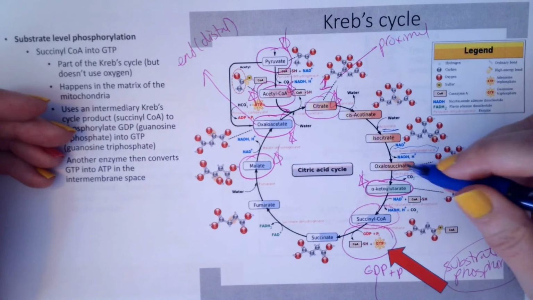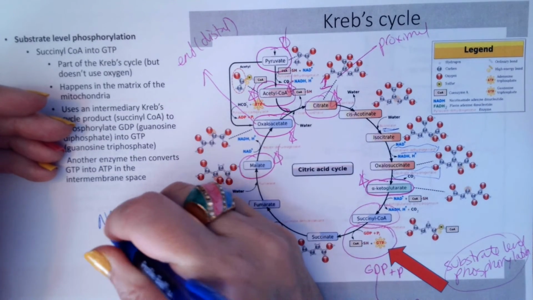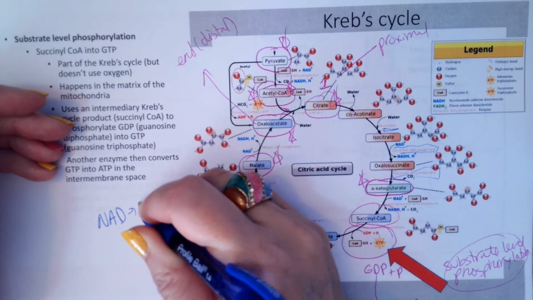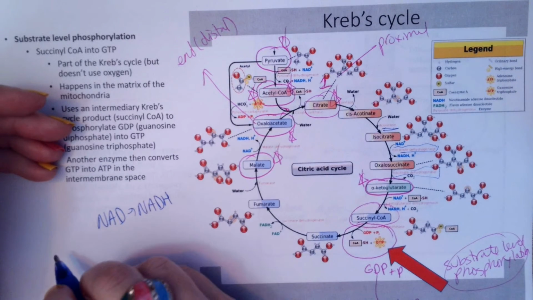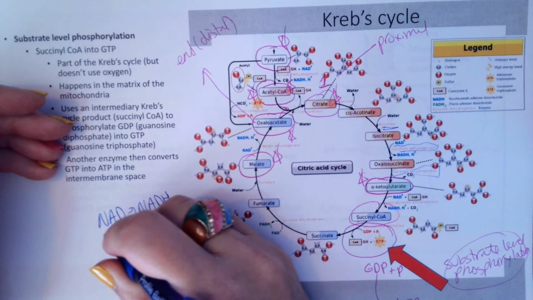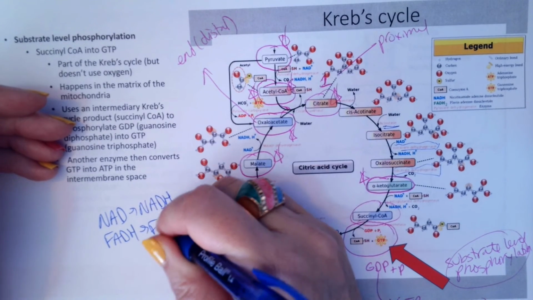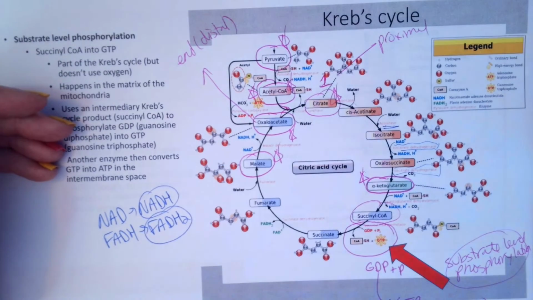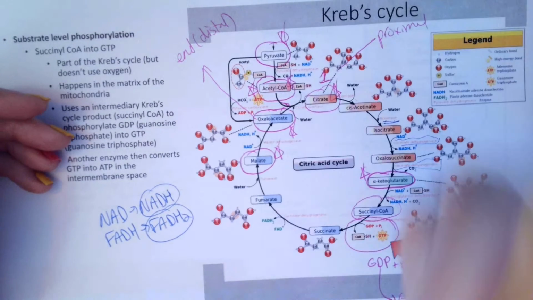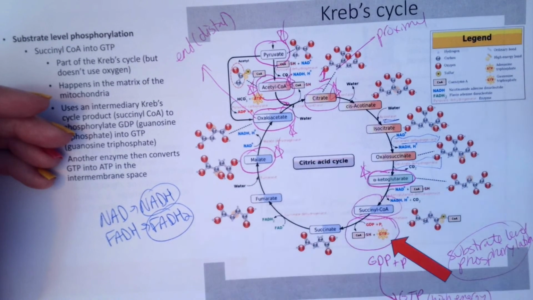Now, as we do that, we're also taking NAD and turning it into NADH. We're taking FAD, or I'm sorry, FAD and turning it into FADH2. We'll talk about those later. Those are going to go into the electron transport chain, which is how we're going to get a lot of energy out of that.